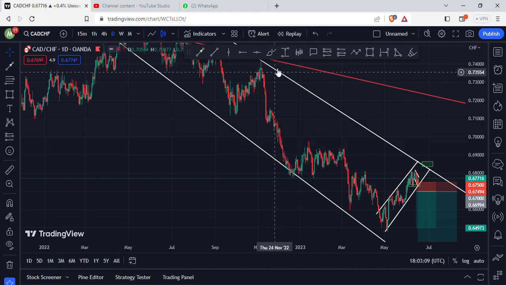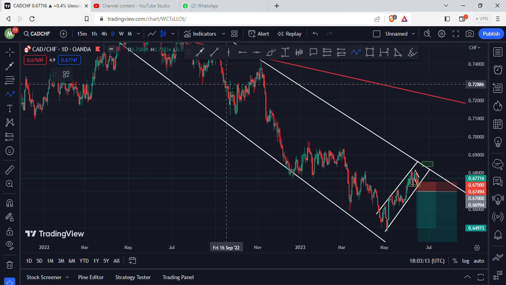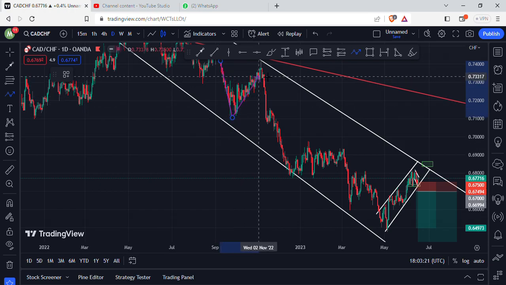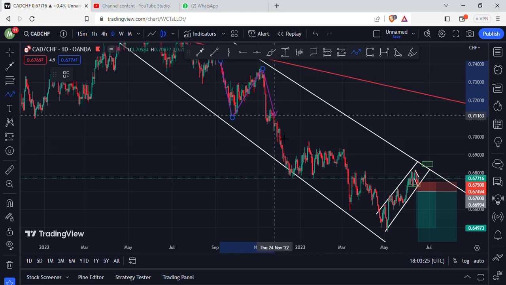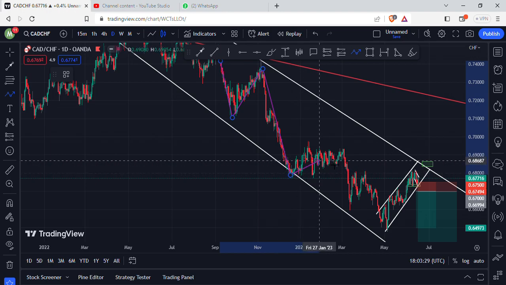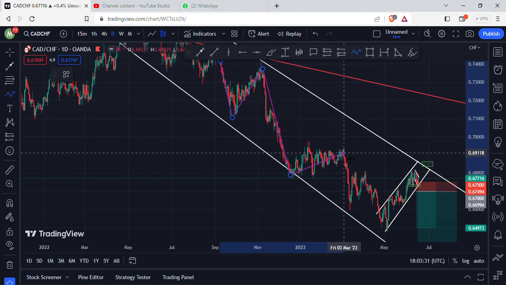Then we identify impulse and correction. Let's just start here. We've got an impulse. An impulse is when the price goes with the trend. Correction is when the price goes against the trend. Impulse, price goes with the trend. Correction, price goes against the trend.